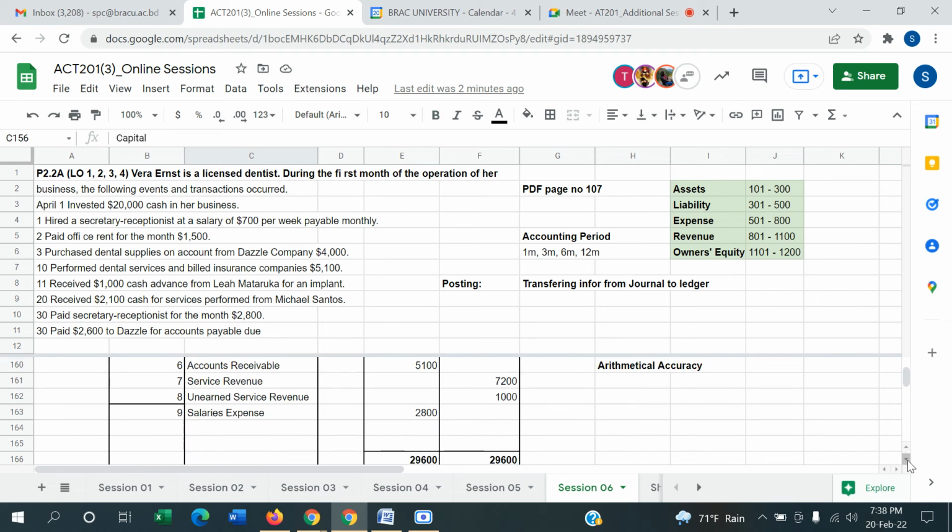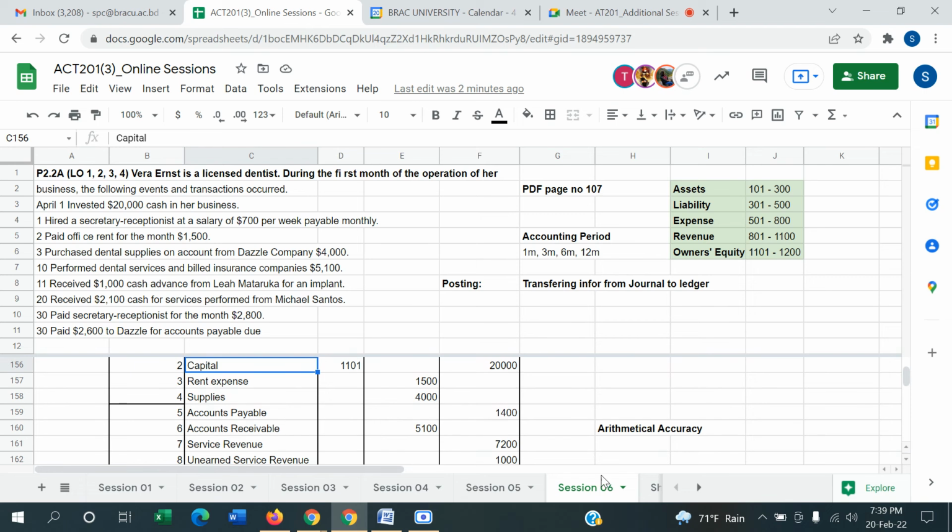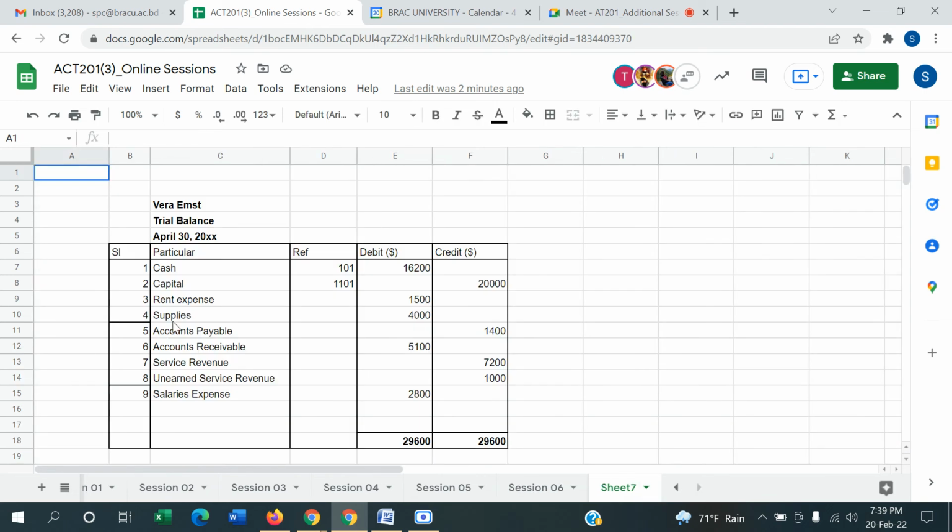We prepared this trial balance, and I have transferred it to the current sheet, that means today's sheet. This is the trial balance we prepared in our previous session. And after preparing the trial balance, we have seen that the total debit equals the total credit. Why does the total debit match the total credit? What are the reasons behind that?